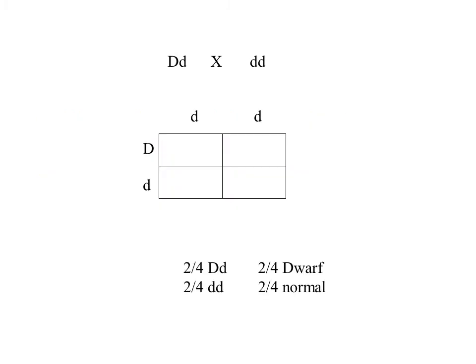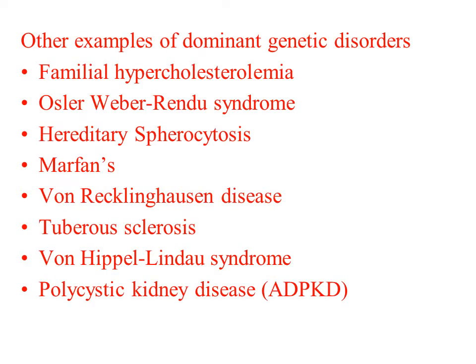A dwarf meets a normal individual and they create babies. The probability that they produce normal babies is 50%. Other examples of dominant genetic disorders are as follows.